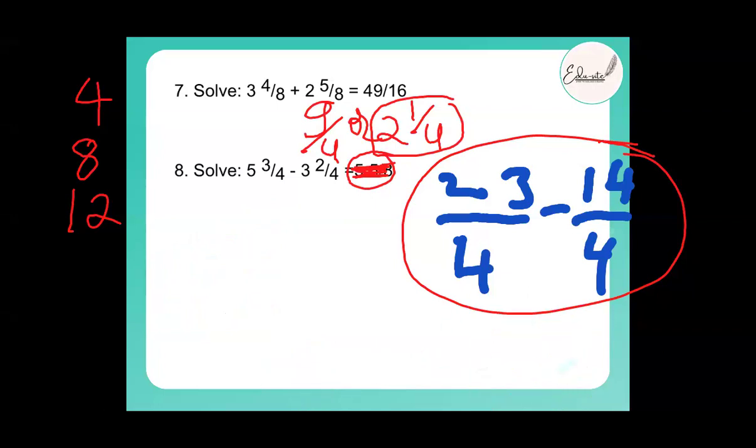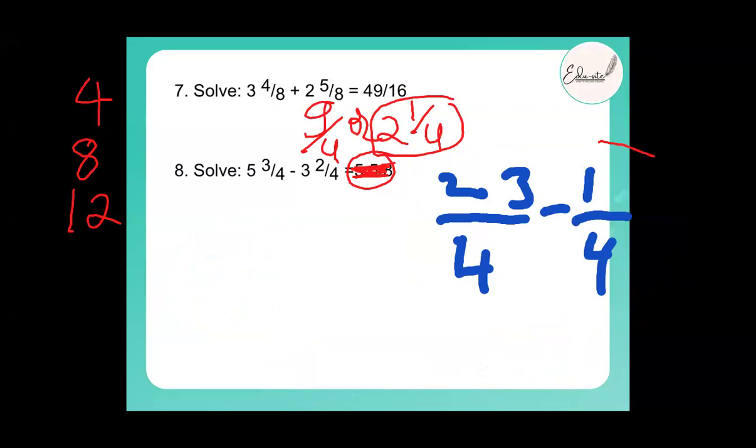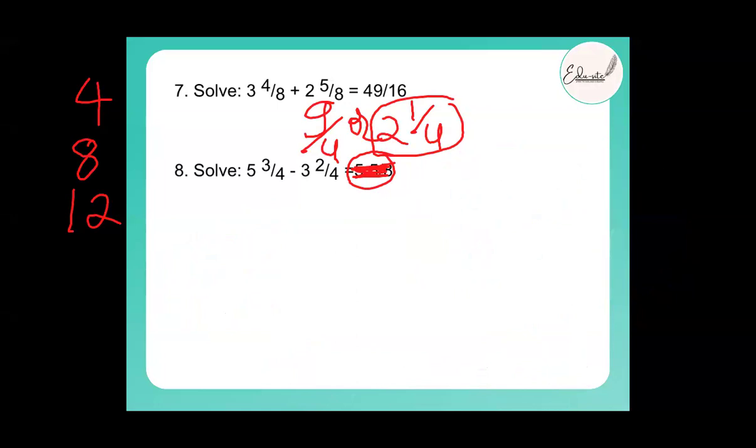So it's no 5, right? There's no 5. The answer is wrong. The answer is 2 whole, 2 space 1 divided by 4. 2 whole, 1 over 4.